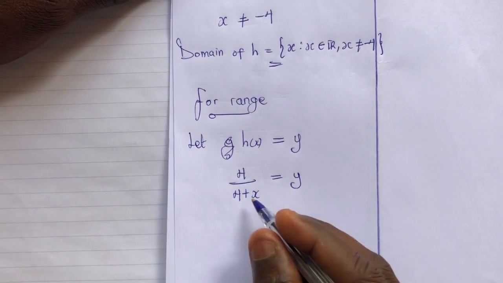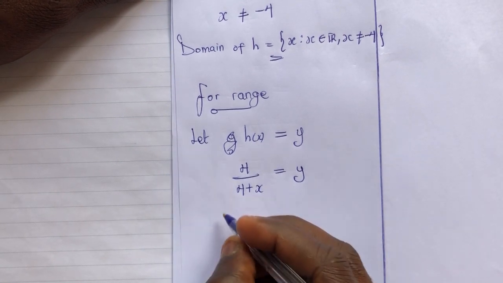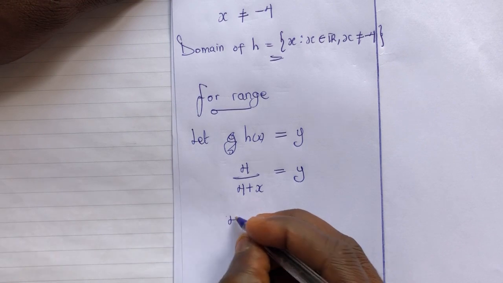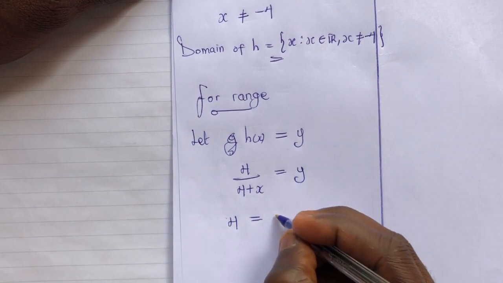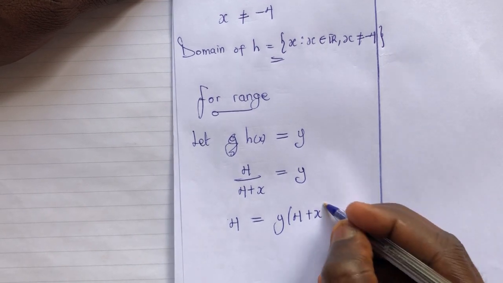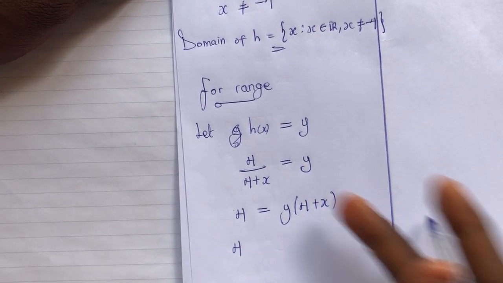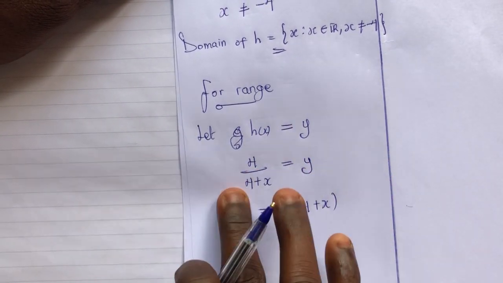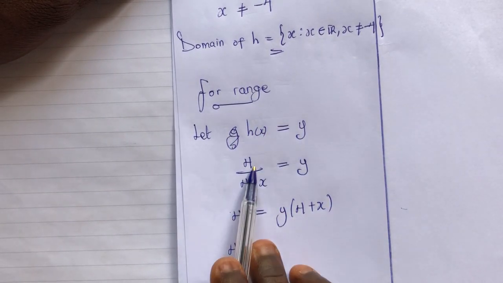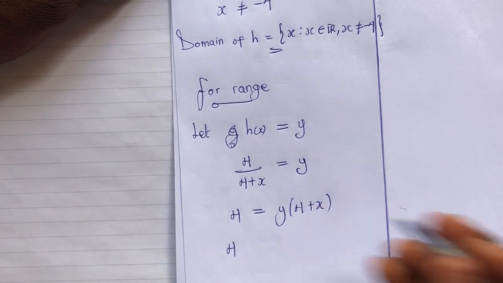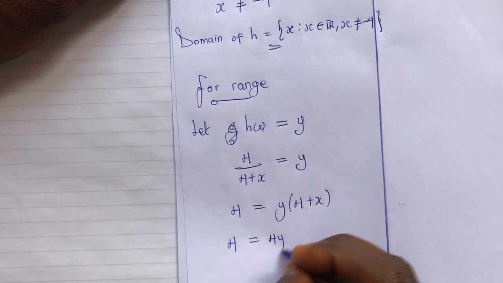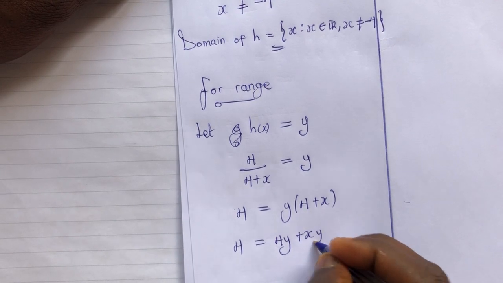We can cross multiply here. Then we have 4 equals y into bracket 4 plus x. I can choose to bring this here and take this one to the other side, because I wrote h of x first, that is why I brought the function there. So don't be confused. So 4 equals 4y plus xy.